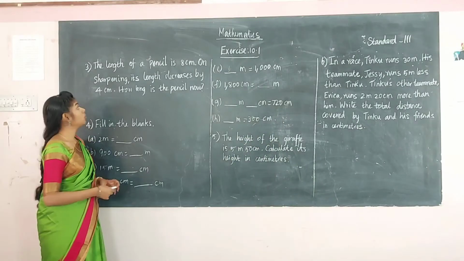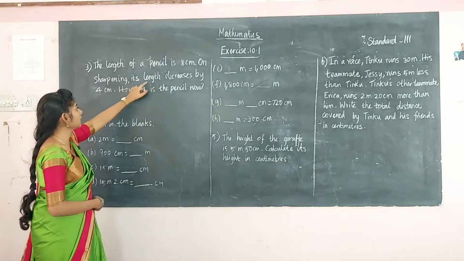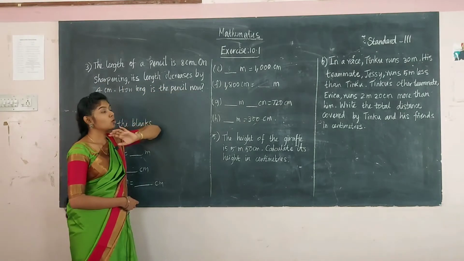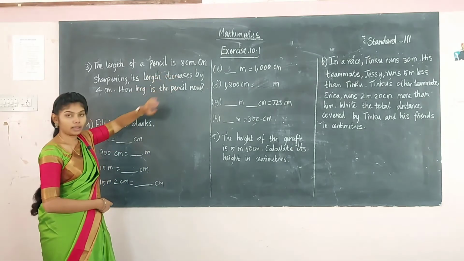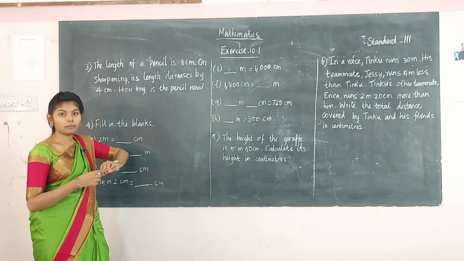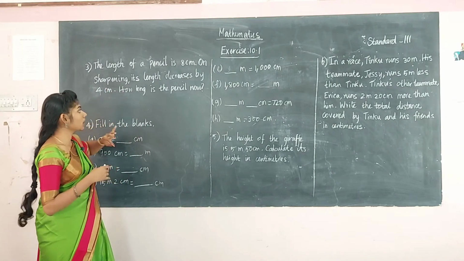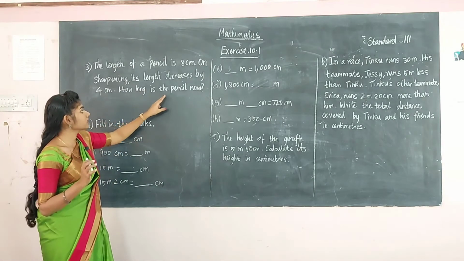Now see the third problem. The length of a pencil is 8 centimeter. On sharpening, its length decreases by 4 centimeter. How long is the pencil now? So what is given here is a pencil of length 8 centimeter. While sharpening that pencil, it decreases by 4 centimeter. How long is the pencil now? That is what they have asked.